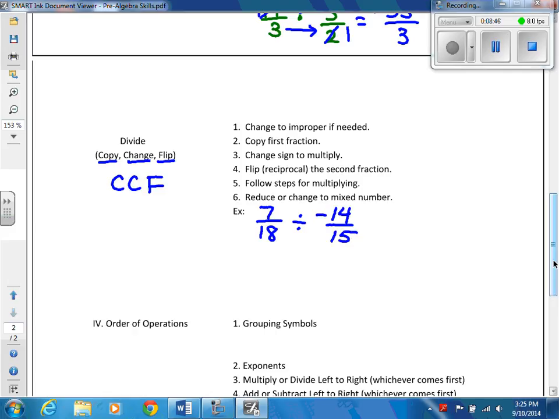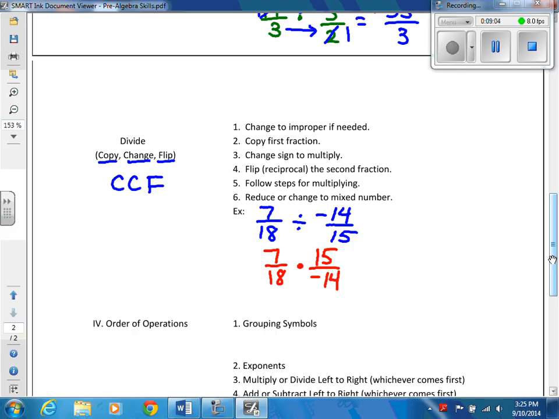Right, there are no mixed numbers, so step one is not needed. You are going to copy the first fraction, 7/18, change divide to multiply, and flip the second fraction. When you flip it, just keep the negative attached to the 14. We'll make sure it carries through in our answer when we get done. Right, so now you're ready to reduce diagonally.